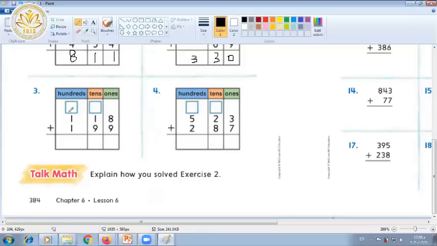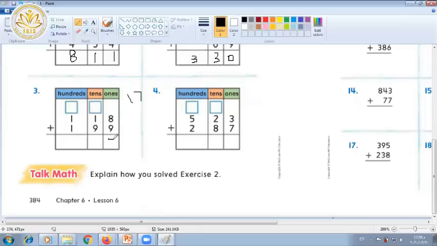Here we have the ones first. 8 plus 9. If it's very hard for you, just remember 9 plus 9 equals 18. That means that 8 plus 9 equals, that's right, take 1, it's 17. So now I have 17.